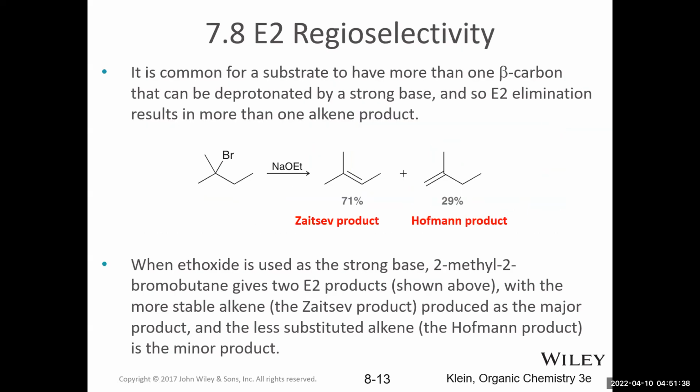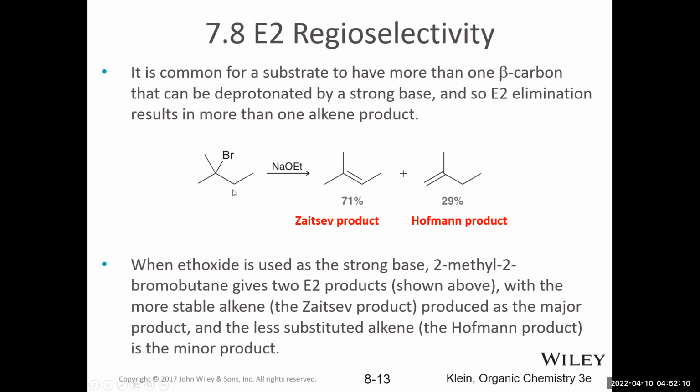All right, so let's talk about something called the regioselectivity of the E2 reaction. To figure out if a reaction has regioselectivity, the first thing I want you to do is label the alpha carbon. We'll label the carbon attached to the leaving group the alpha carbon, and then identify how many carbons are attached to the alpha carbon. In this case, there are 3.